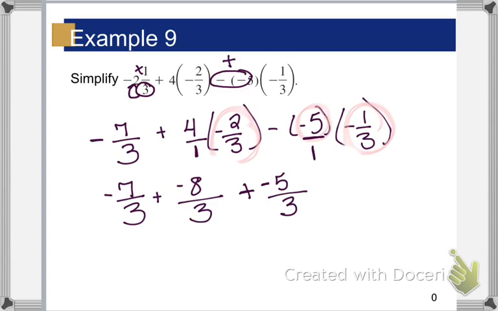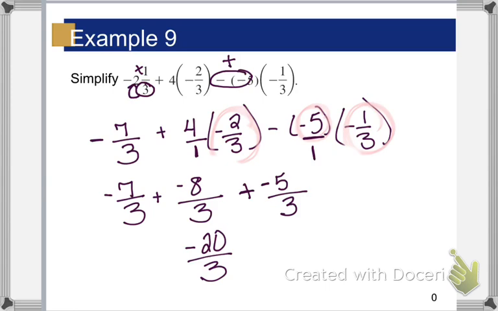Okay. Now I've got negative 7 over 3 plus negative 8 over 3 plus negative 5 over 3. What's negative 7, negative 8, and negative 5? You're close. 20. So it's negative 20 over 3. Now, that is an improper fraction. Negative 20 over 3 is an improper fraction. Is it a simplified improper fraction? Yes, it is. Okay, there's no number that goes into negative 20 and 3.